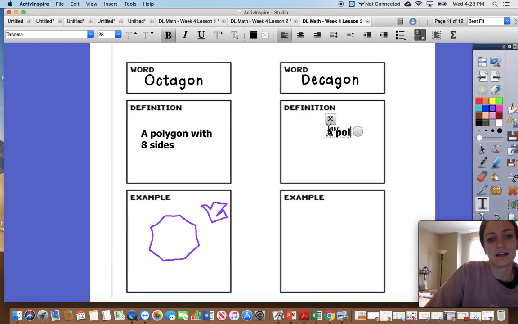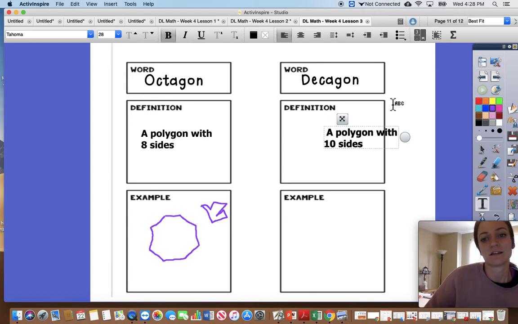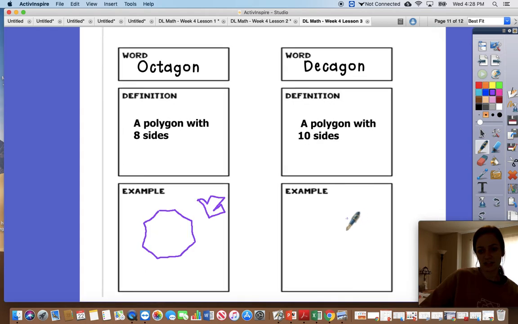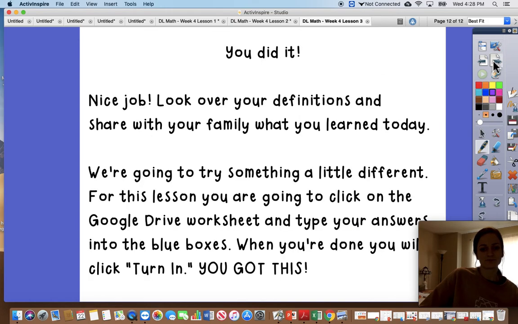And our last one, decagon. A polygon with 10 sides. Okay. Now, an example of a decagon is actually a star. If you count the sides, 1, 2, 3, 4, 5, 6, 7, 8, 9, 10. That's a decagon because it has 10 sides, okay? That's a really bad star, but you get the idea. And then you could also draw any other shapes that have 10 sides. All right. You guys did it.